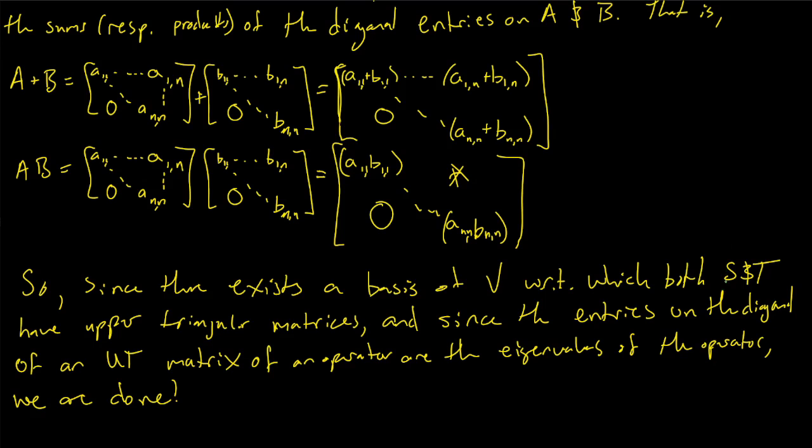So when we take S plus T, the matrix of that is just the sum of the matrix of S and the matrix of T, and so the diagonal entries are just the sums of the diagonal entries of the matrix of S and the matrix of T. That is, they are sums of eigenvalues, and these are the eigenvalues of S plus T. Same thing for the product. Bada boom. Not too bad.